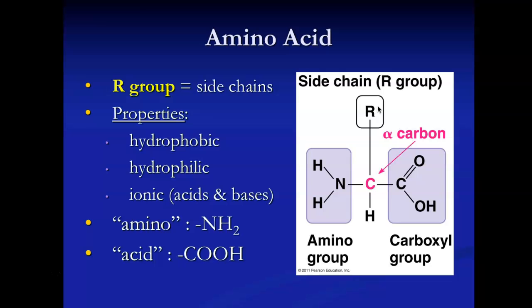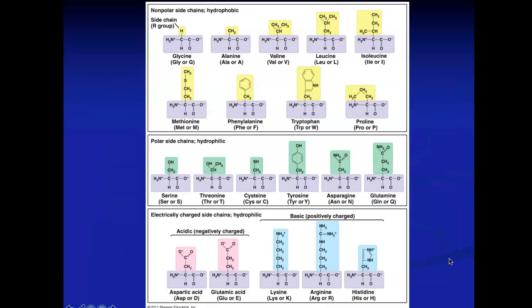All amino acids, the second thing they all have is an alpha central carbon right here. The third thing that they all have is an amino group right here. And then the fourth thing they all have in common is a carboxyl group, also notated as COOH, but it looks like that. So if you have this structure, you have an amino acid.